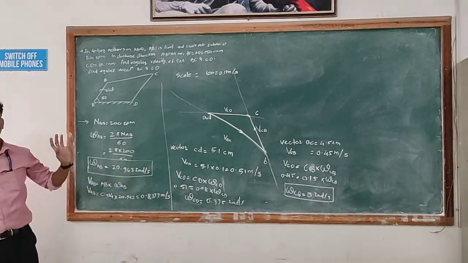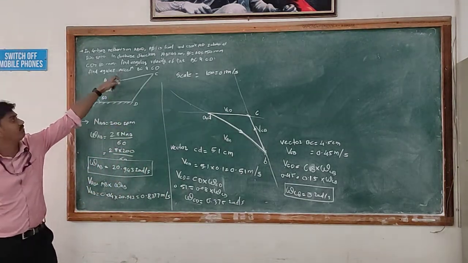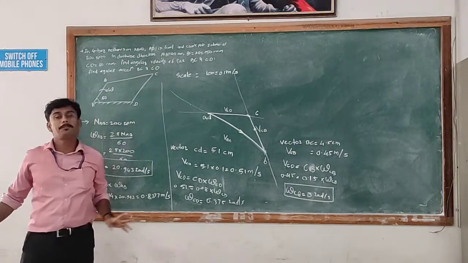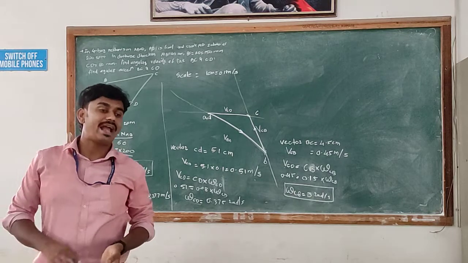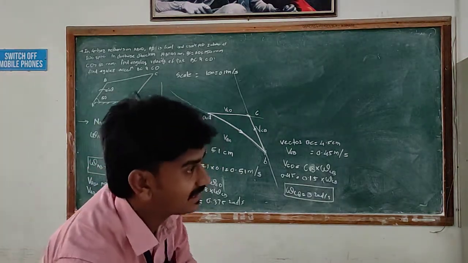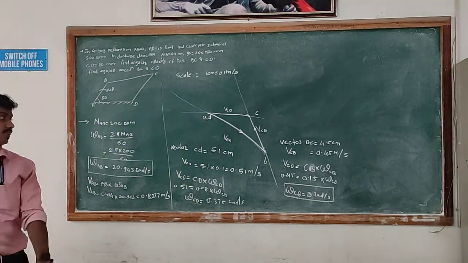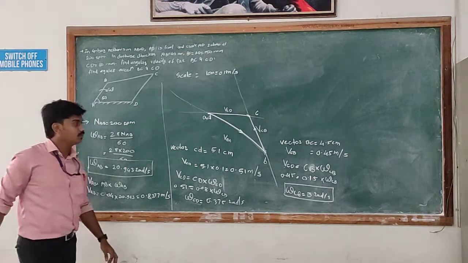This is the half solution of our numerical, that is, they ask to find the angular velocity of the link BC and CD. Now we have to find out the angular acceleration of the link BC and CD.